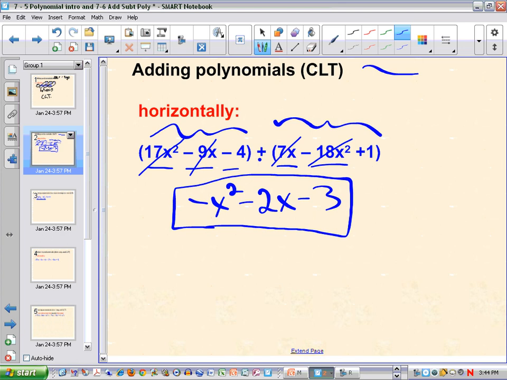Notice I put them in descending order according to their exponents. Standard form of a polynomial. So degree 2, degree 1, degree 0, or quadratic, linear, constant, as we learned last lesson.